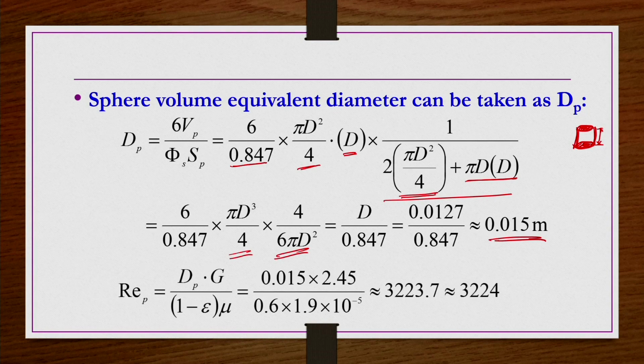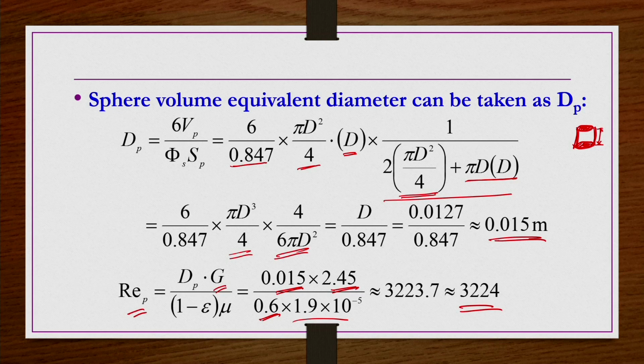Now, using this dp, if you find out the Reynolds number, dp G by (1 minus epsilon) mu, G is given, rho is given, but v naught bar is not given. So, rho into v naught bar is nothing but G, the mass velocity, which is given as 2.45, that you can use here. dp you just found as 0.015 meters. 0.4 is the void age, so 1 minus epsilon is 0.6, and 1.9 into 10 power minus 5 Pascal second is the viscosity. So, the Reynolds number is coming approximately 3224.